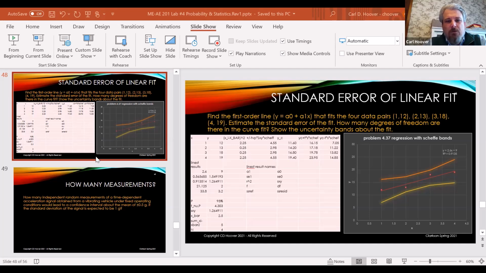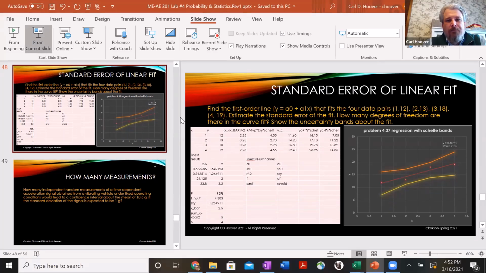So let me show the chart here. And as you can see, that Scheffé band gives a little higher uncertainty or uncertainty interval at the extreme ends of the fit here. Okay, so we'll go back to these slides and go to the next problem.